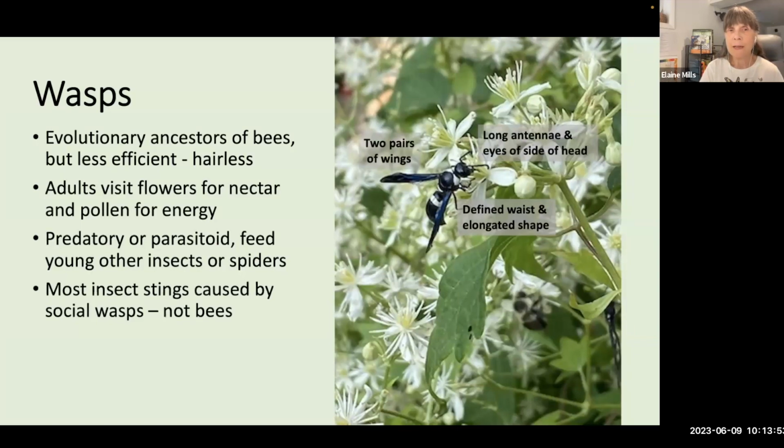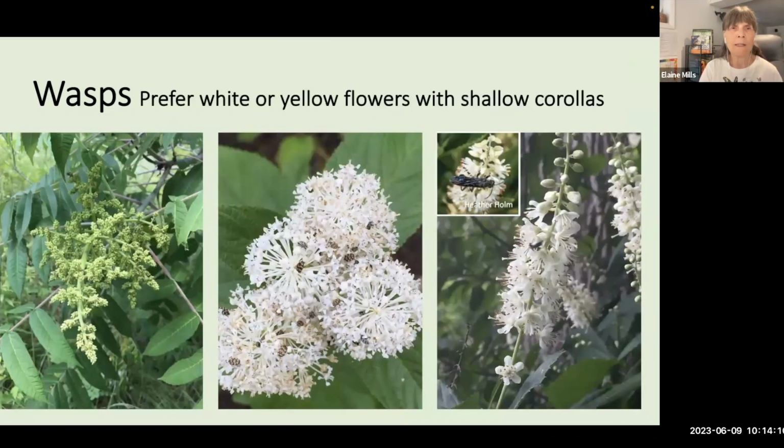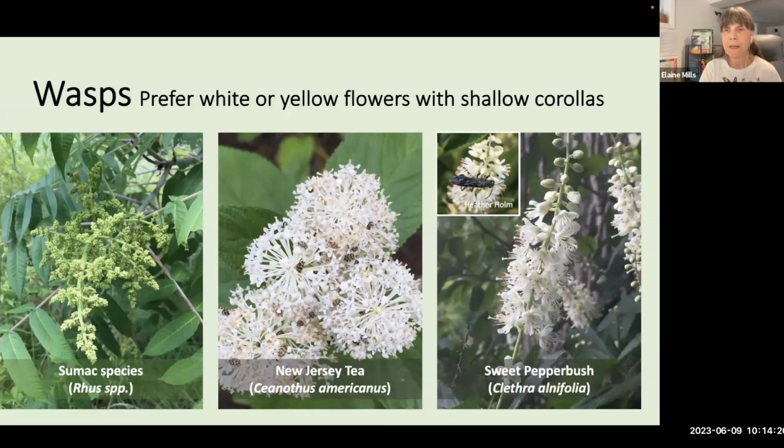Now, most insect stings are actually caused by social wasps, not bees. And solitary wasps are not aggressive and are really beneficial in our gardens because they will help control pest insects. Wasps tend to prefer white or yellow flowers with shallow corollas. And examples of those would be the sumac species, New Jersey tea, and sweet pepper bush.